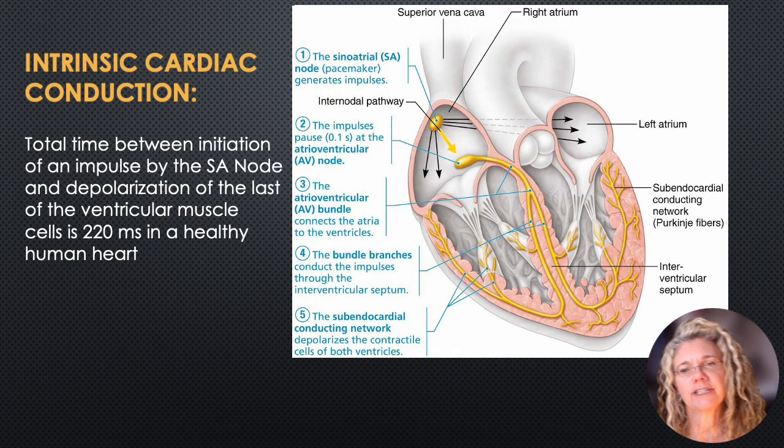The flow of electricity through the heart happens so fast. It only takes about 220 milliseconds from start to finish in a healthy human heart. All right, so just for comparison, that's about half the time it takes for you to blink your eyes. Whew, fast.